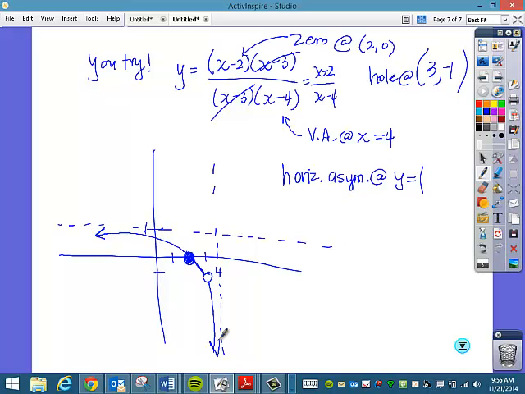We're going to look at the order of our vertical asymptote, which is just 1, so it's odd. So they're going to approach the vertical asymptote on the left side going down, so on the right side it's going up. And then I coast along towards my horizontal asymptote.